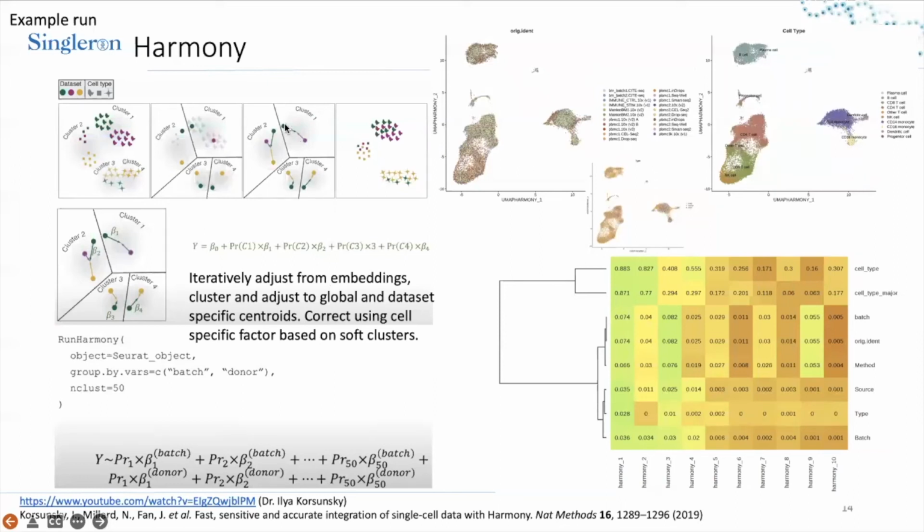Yeah, from the beta variables, from the coefficients here, you will learn a direction of where you want to correct. Then you can regress out or control this type of batch specific variation within the calculated clusters, and this step is repeated until convergence is reached. Harmony is one of the fastest tools reported in the literature, and it does simple batch correction very well.